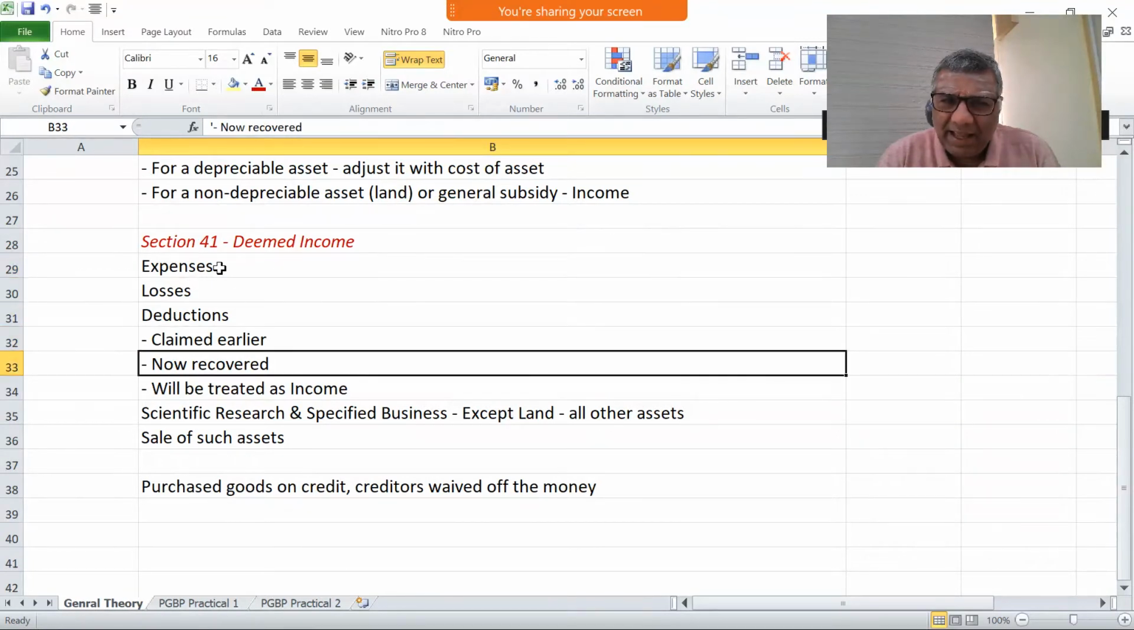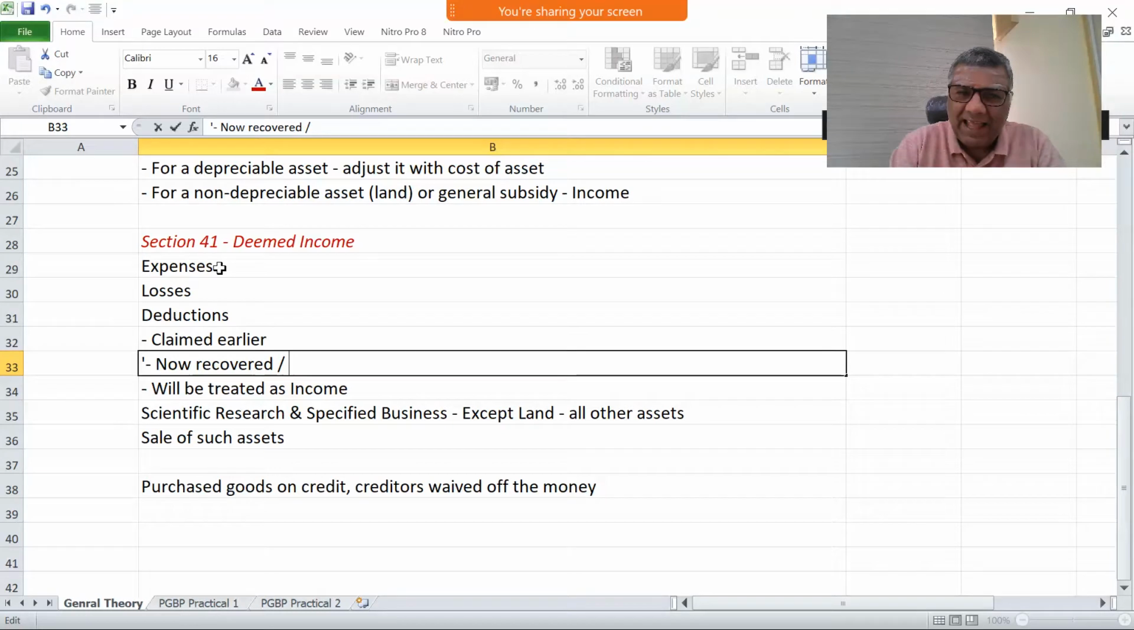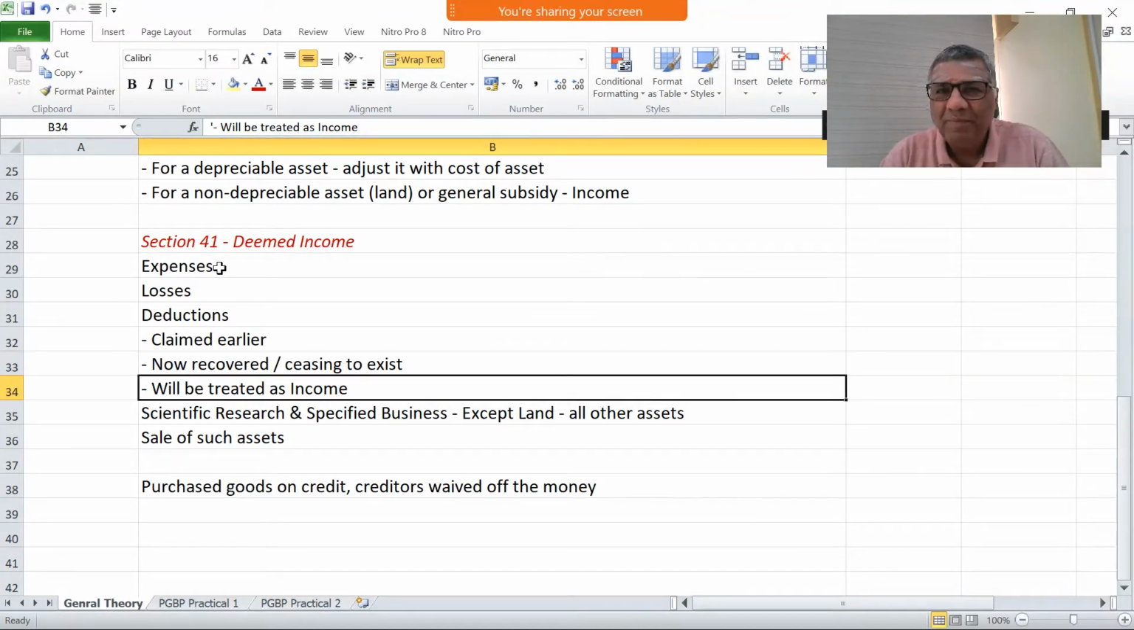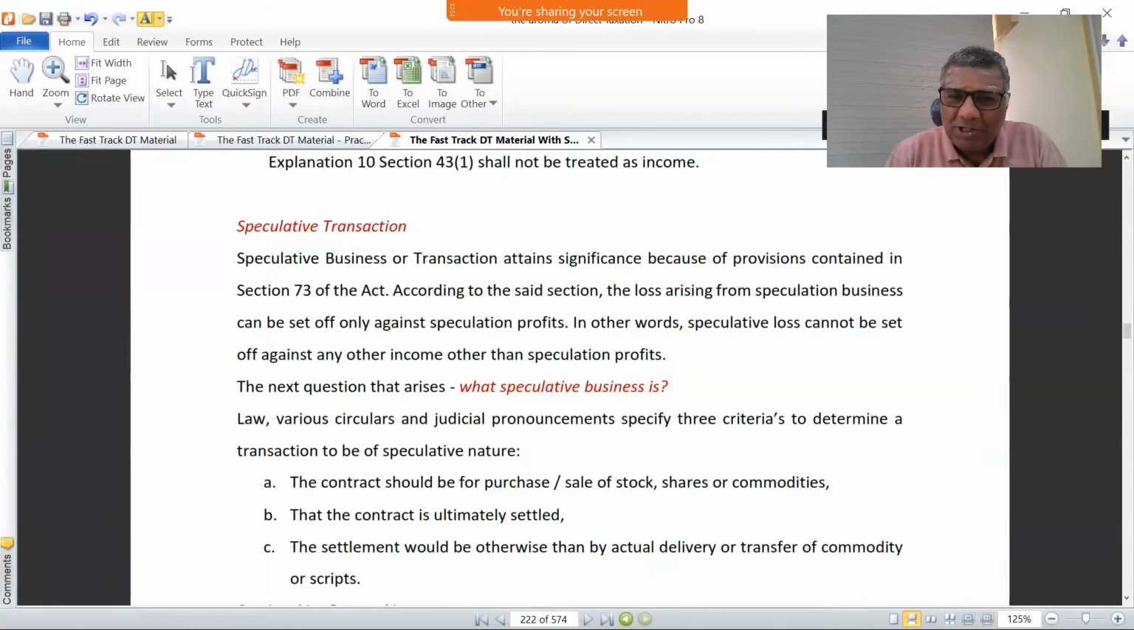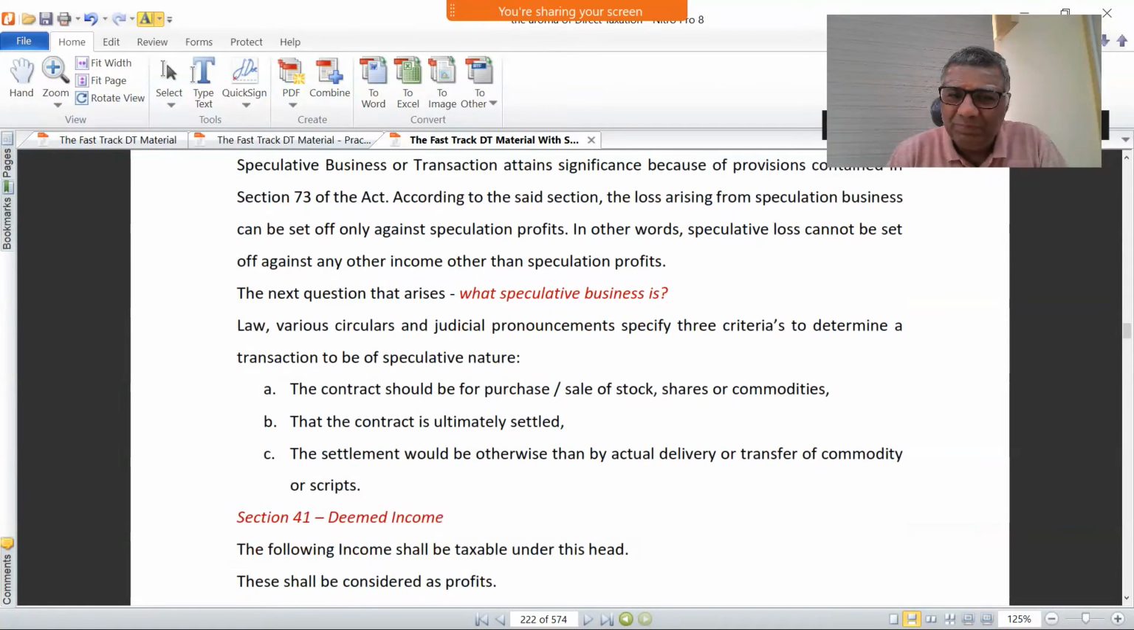Claimed earlier, now recovered, or ceasing to exist. Either it can be recovered or no more payable. That will also be income.